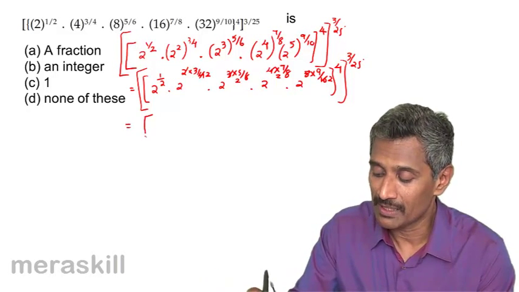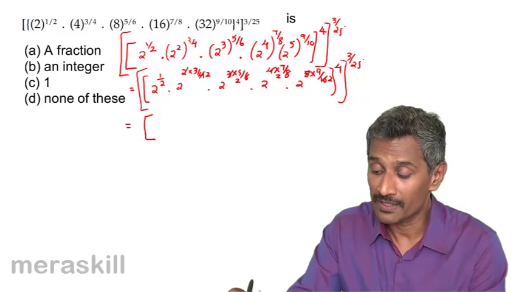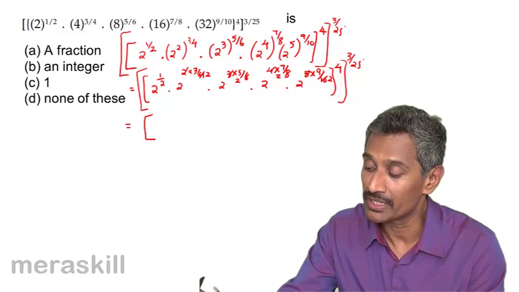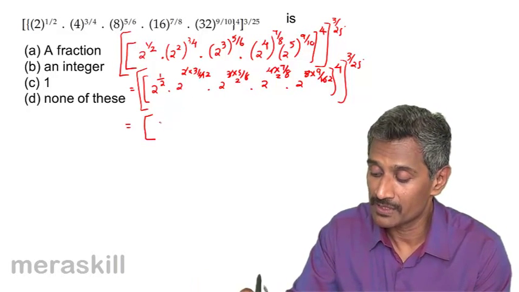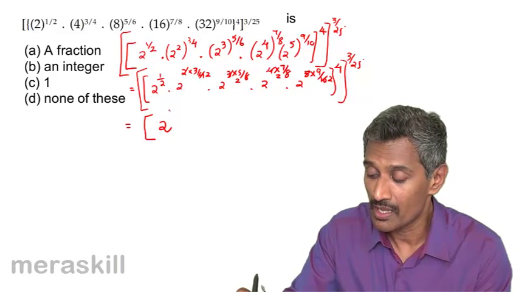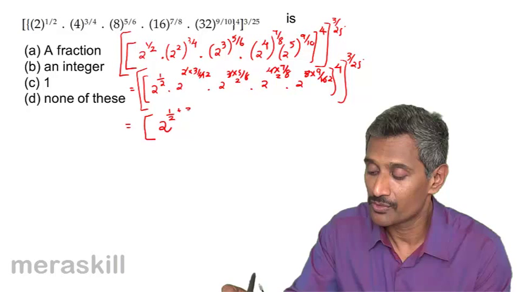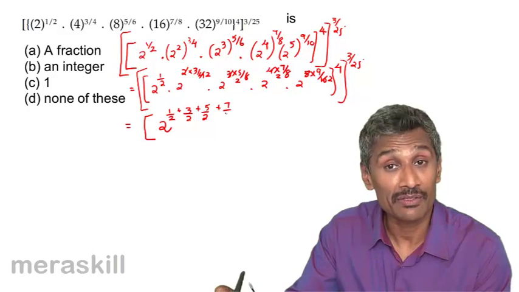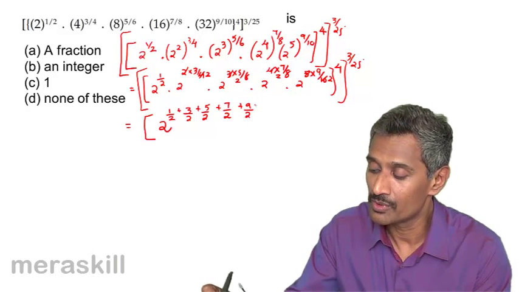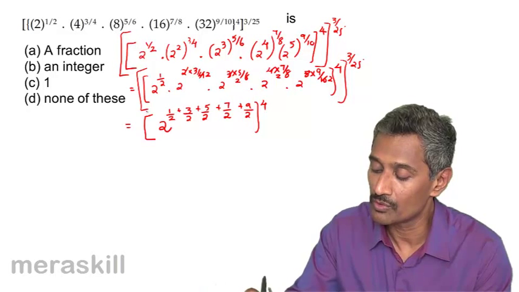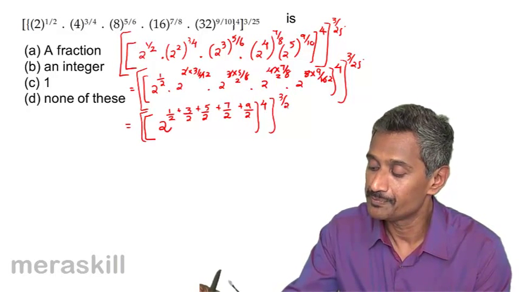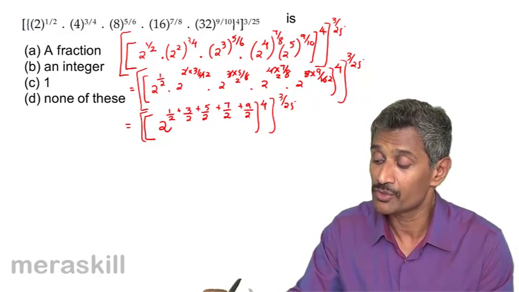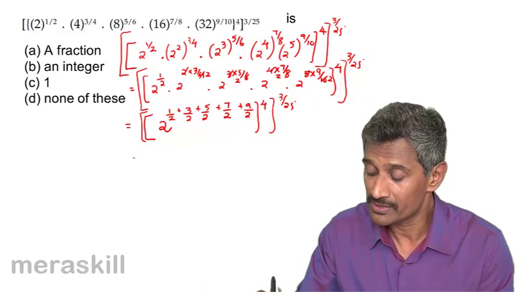So ultimately this becomes 2 raised to half into 2 raised to 3 by 2 into 2 raised to 5 by 2 into 2 raised to 7 by 2 into 2 raised to 9 by 2. Common base, different indices, so we write it as 2 raised to half plus 3 by 2 plus 5 by 2 plus 7 by 2 plus 9 by 2, the whole raised to 4, the whole raised to 3 by 25.